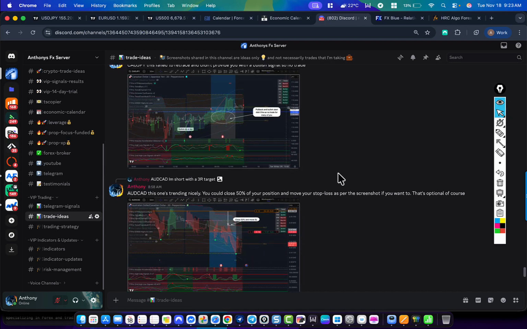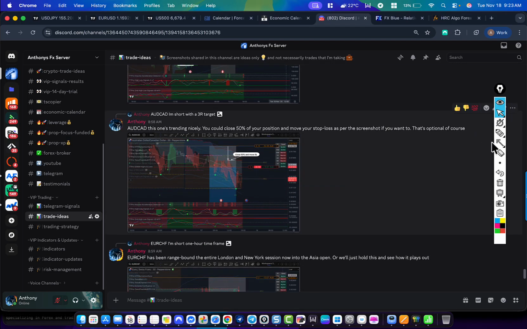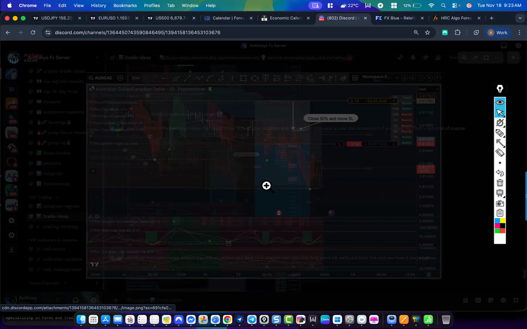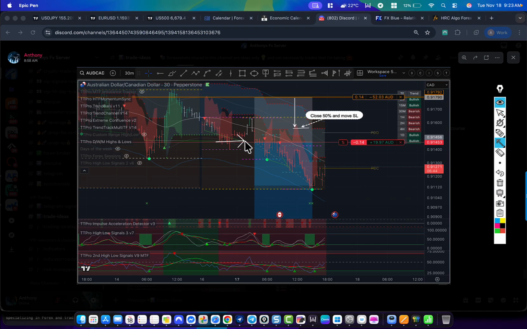The next one was the Aussie CAD, and this one was I'm short with a 3R target. 3R target is by default, so don't take that literally. I just set 3R and then I'll let it run, but that target is dynamic insofar as we're going to use an exit signal to get out of here. So if we open that up, okay, I'm short, so you would have followed my thing. My stop loss is way too wide. It should be on these dots following this red shaded zone across and the dots that align with it.